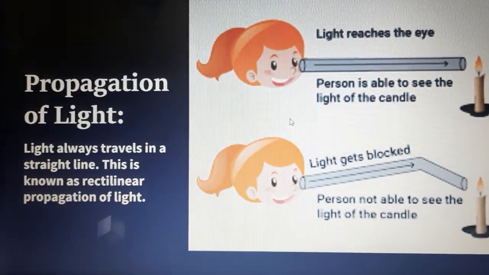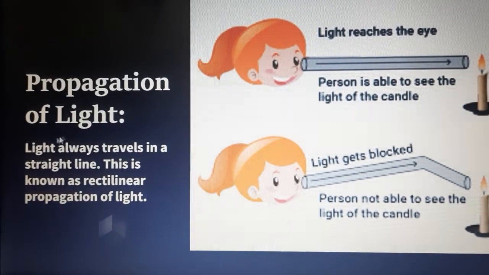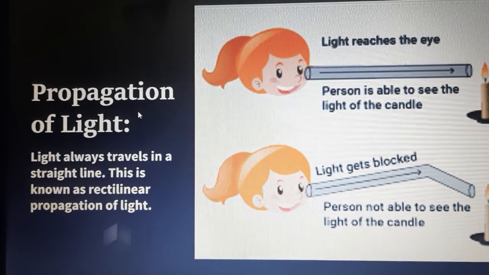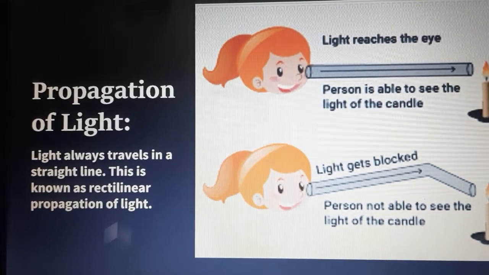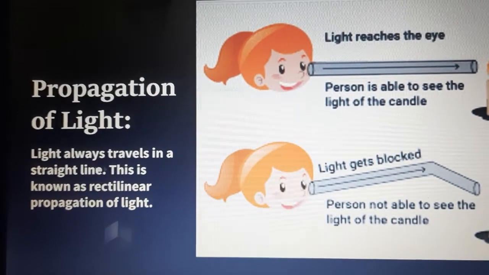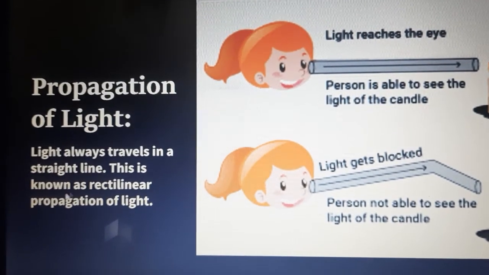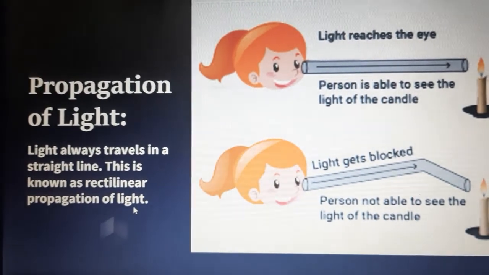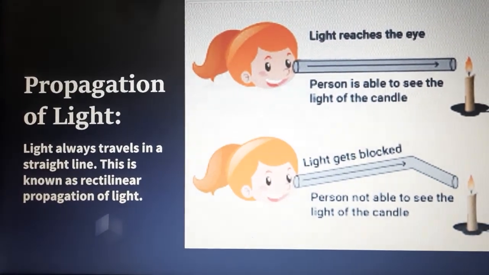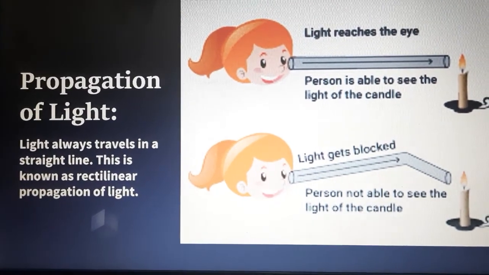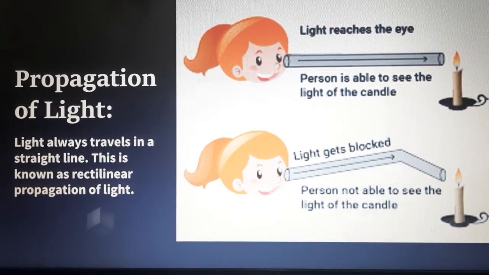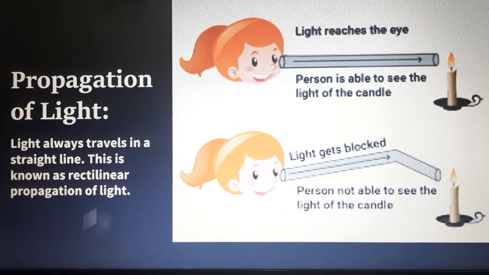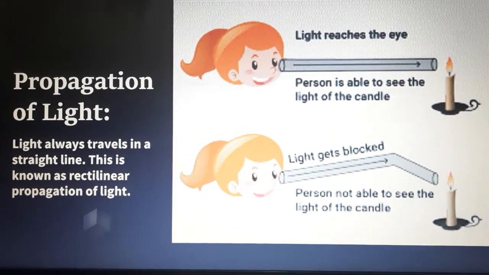How does light propagate? Propagation of light. Propagate or propagation is the path which it chooses to move forward. So light always travels in a straight line. This is known as rectilinear propagation of light. So in the previous chapter you have already studied about rectilinear motion. So the propagation of light is also known as rectilinear propagation of light because it moves in a straight line.